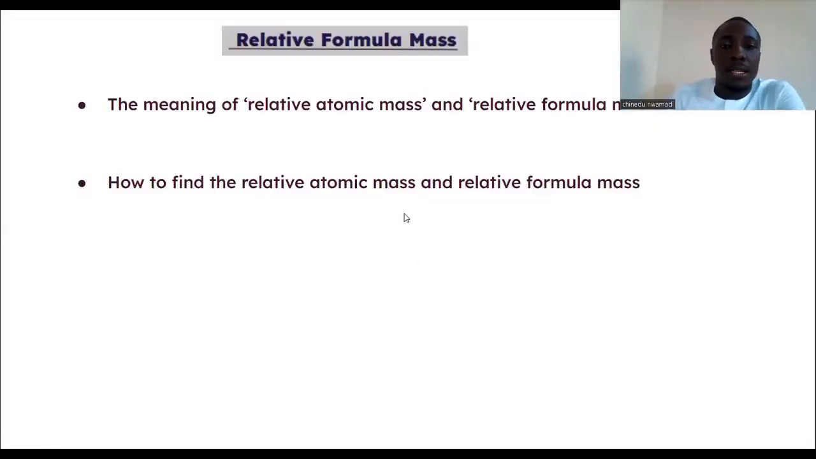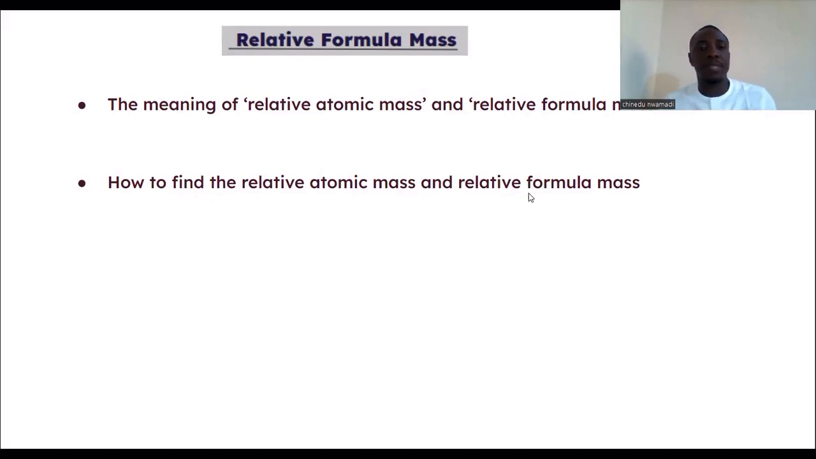So today we're going to begin a lesson on quantitative chemistry, and I'm going to start from the relative formula mass, okay? So let's start. This lesson is going to cover the meaning of relative atomic mass and relative formula mass. Also, how to find the relative atomic mass and relative formula mass.